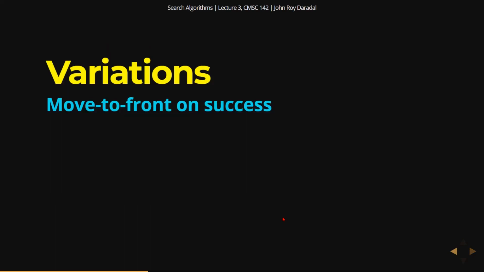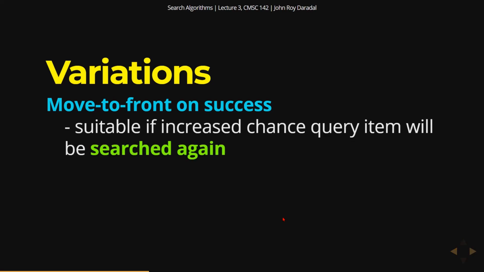Fairly easy, right? Now, there are some variations to the linear search. So we'll discuss 3 variations to this. So the first is the move to front on success. And as the name suggests, once you find the item, so upon successful search, you move it to the front. Now, why would you do this? This is suitable if there is an increased chance that the query item will be searched again. So by searching it once, there's a more likely chance that you'll look for it again later on.